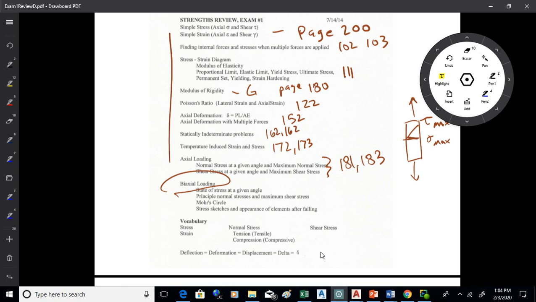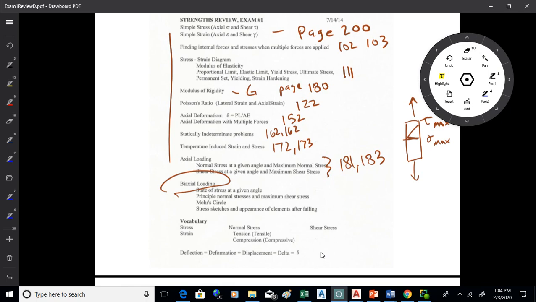Modulus of rigidity, it's also called the shear modulus, probably a better name for it. That's G, okay, page 180. Poisson's ratio, lateral strain, which means strain from the side, that's problem 122. Axial deformation with multiple forces is a problem like 152. Statically indeterminate problems, 162 and 163. Temperature-induced strains and stress, so 172 and 173.